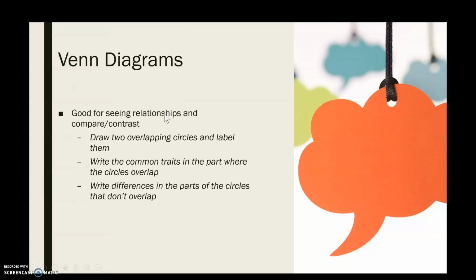Venn diagrams, these are one of my favorites. They're not really pre-writing, but they can be. It's good for seeing relationships in contrast. So you draw two overlapping circles and label them. And then you write the common traits in the part where the circles overlap. And you write differences in the parts where the circles don't overlap.